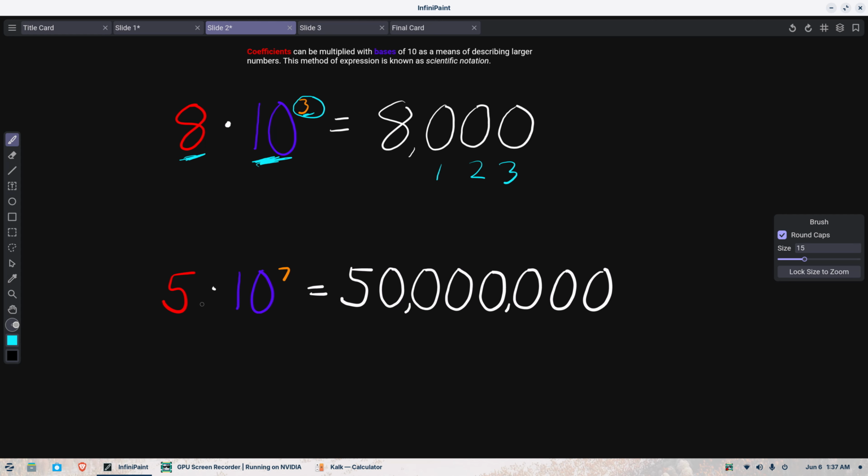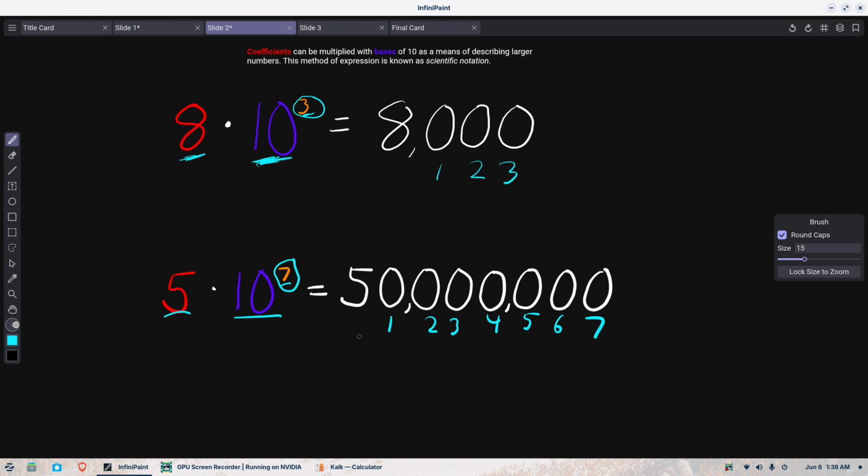And we have another example here. We have 5 multiplied by 10 to the 7th power. And this becomes 50 million. And this has a total number of 1, 2, 3, 4, 5, 6, 7 zeros in the digit columns, which also matches our exponent here.